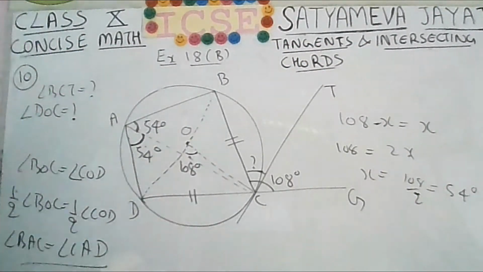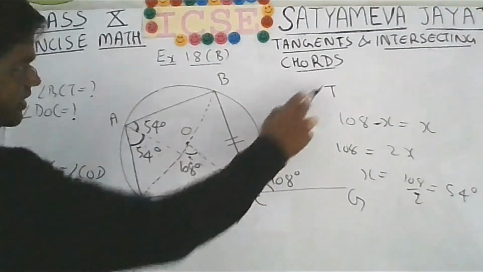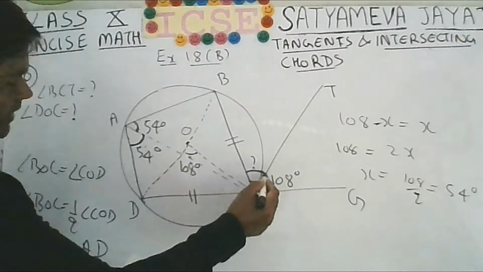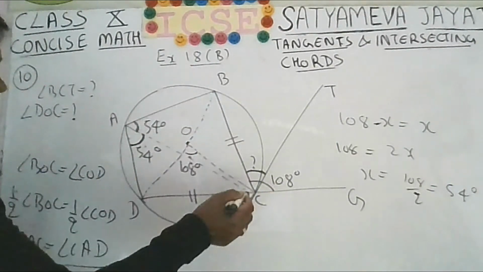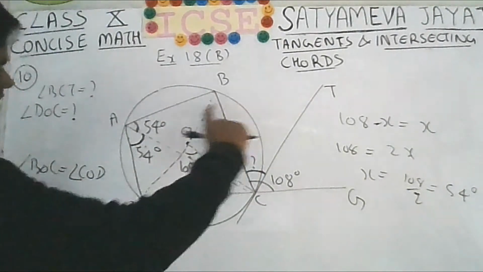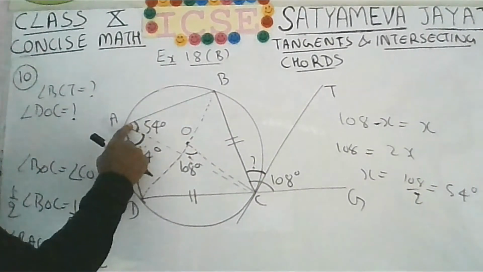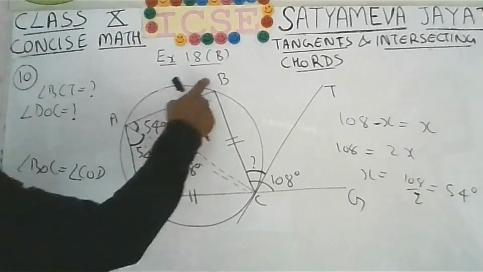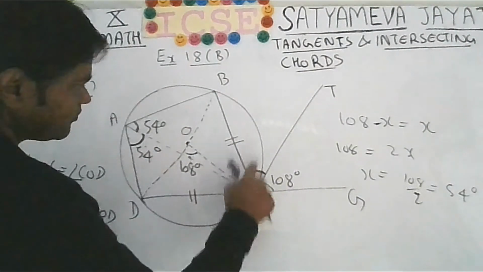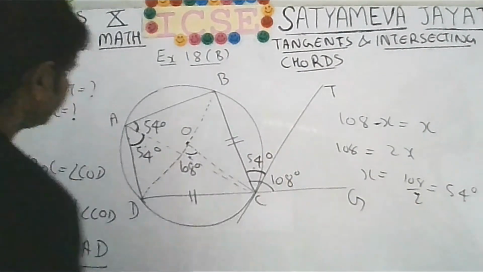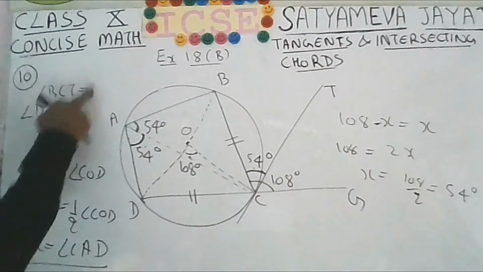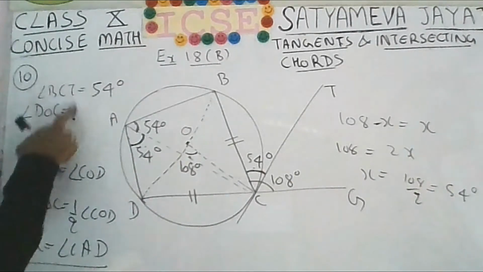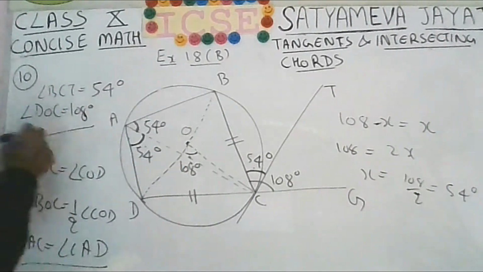Okay. Now BC is the chord and CD is the tangent. So this angle will be equal to the angle subtended by CB in the other segment. So CB is subtending an angle of 54 degree here. You can see BAC is 54 degree. If BAC is 54, it means that BCT will also be 54 degree. Okay, so BCT will be 54 degrees, and your COD or DOC will be 108 degree. Like this you can do.